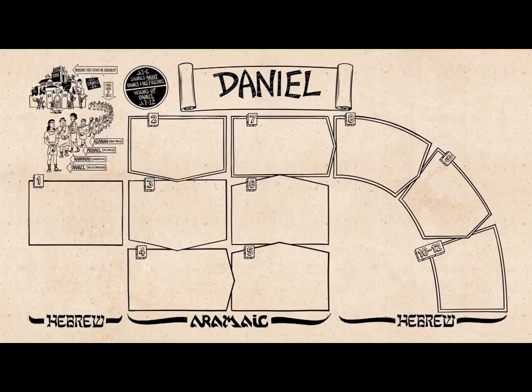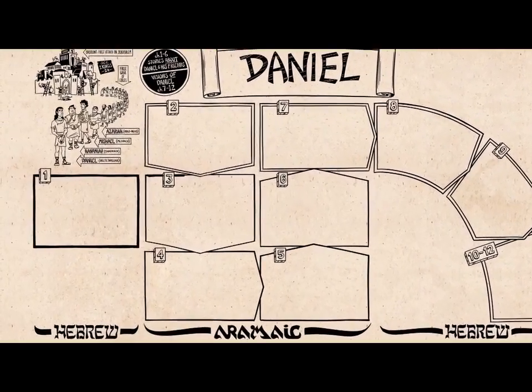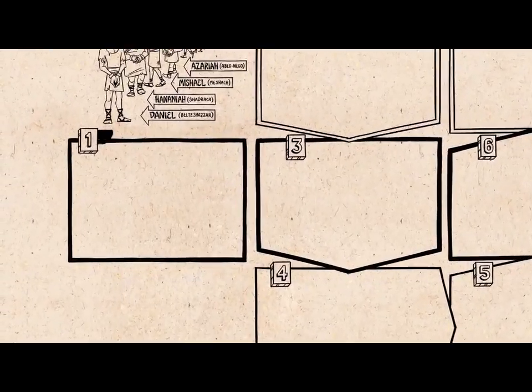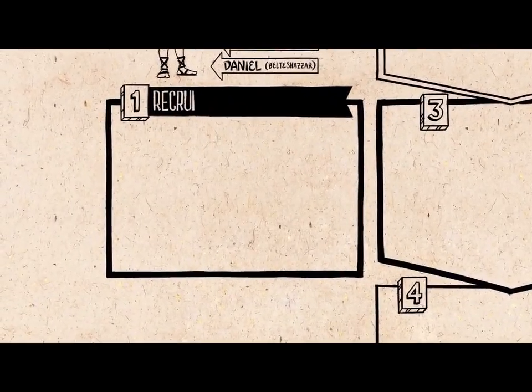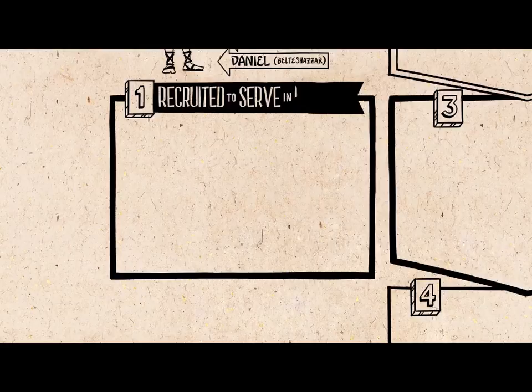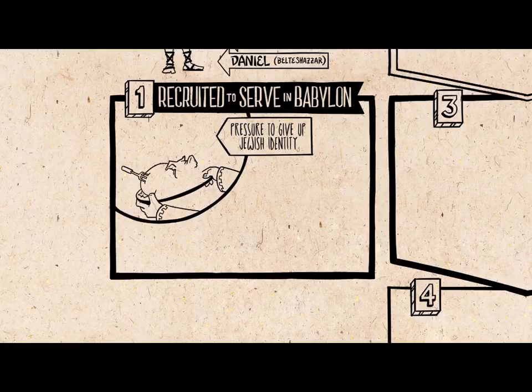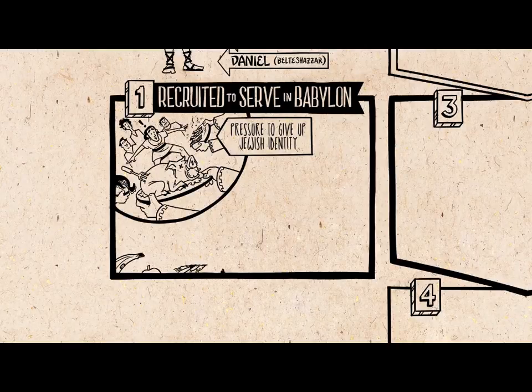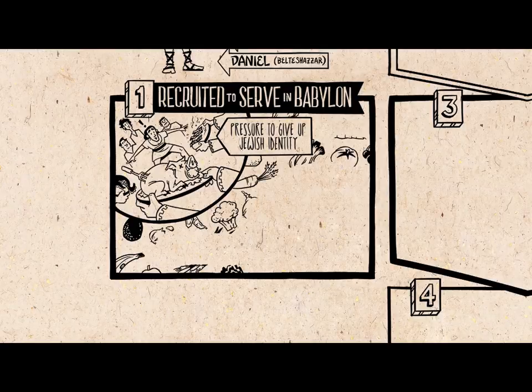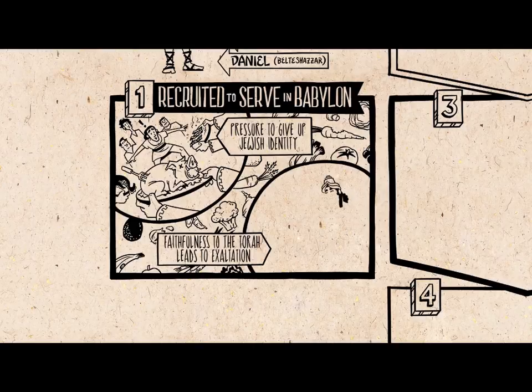Let's just dive in. Chapter 1 introduces the basic tension of the first half of the book. Daniel and his friends are really wise and capable, and they're recruited to serve in the royal palace of Babylon. But they're pressured to give up their Jewish identity by living and eating like Babylonians and violating the Jewish food laws found in the Torah. So they refuse, and they choose faithfulness to the Torah, and it puts them in danger. But God delivers them, and they end up being elevated by the king of Babylon.